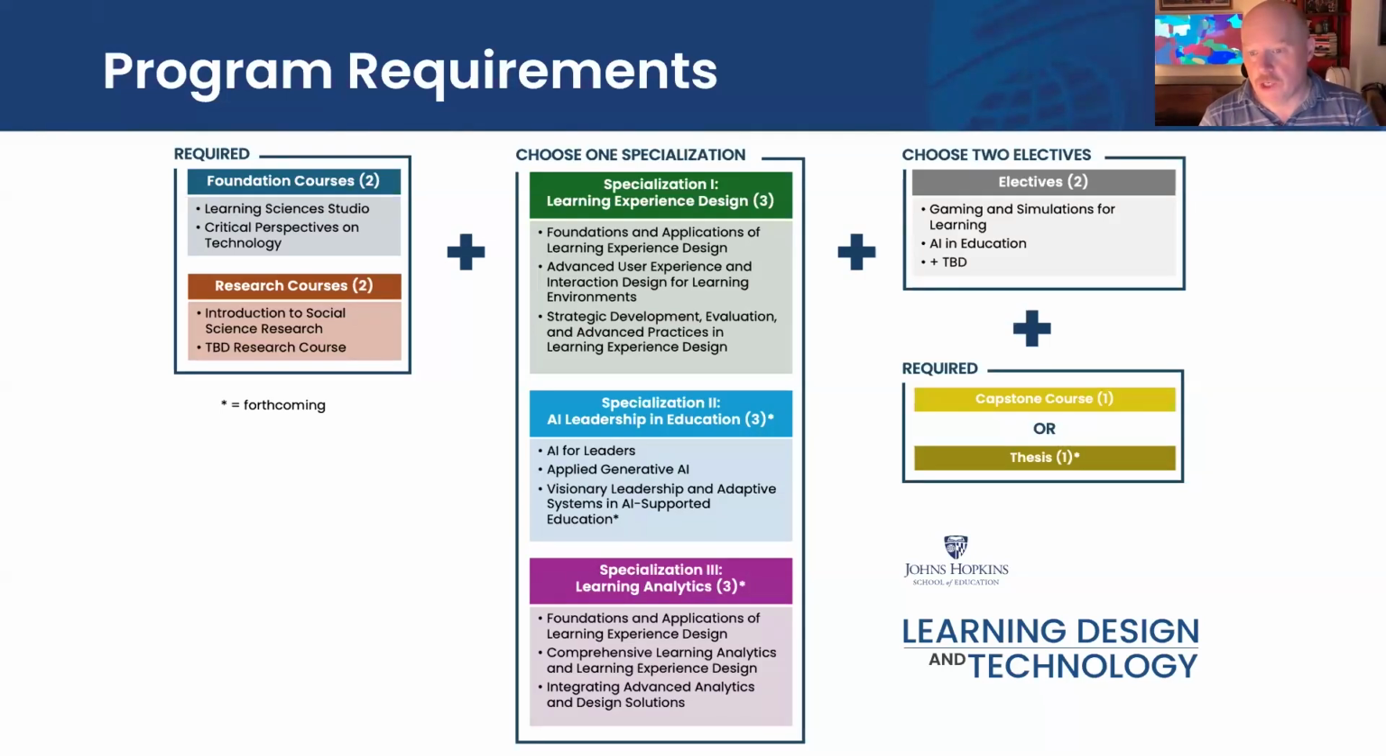You have 2 foundation courses, which you'll take in your first 2 terms of the program. Learning Sciences Studio, which is obviously our foundation course related to the learning sciences, which really underpins everything that you'll be doing in the program. And then the second foundation course is Critical Perspectives on Technology, as I've been talking about, which you'll take in your second semester in the program, where you'll step back and you'll start applying critical lenses from different perspectives and different areas, different fields when thinking about these technologies.